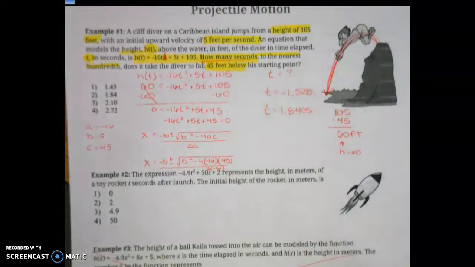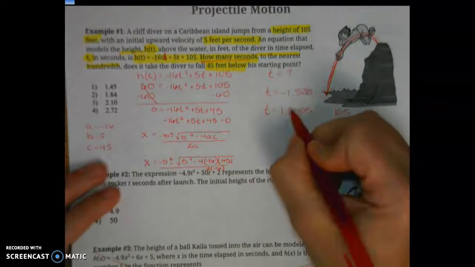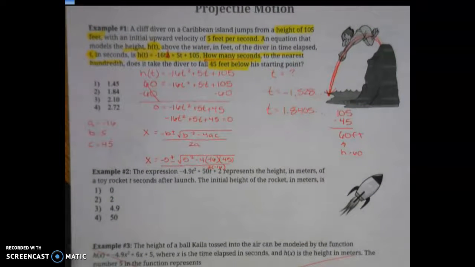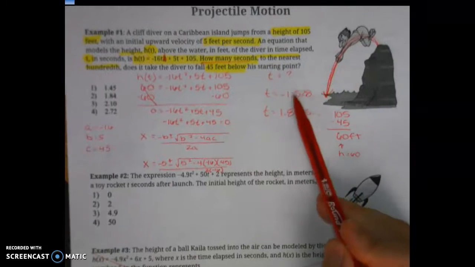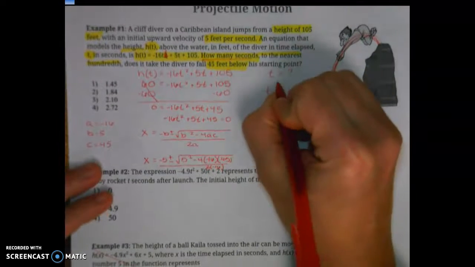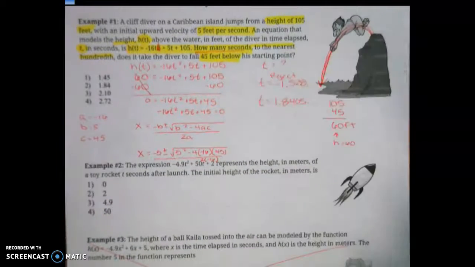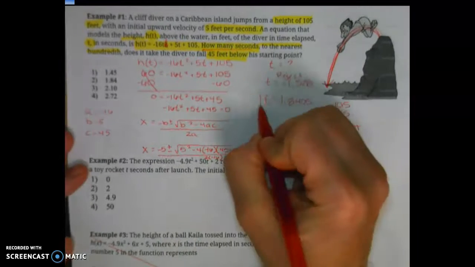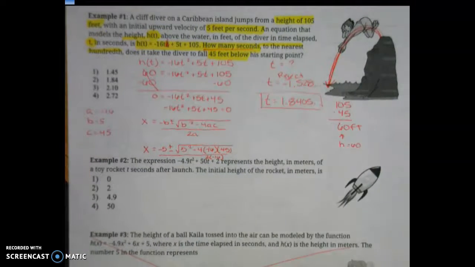Okay, so only one of these two can be the correct answer. So when we're talking about time, the initial time is always 0, so you always want to reject the negative number because it wouldn't make any sense for him to fall negative 1.5 seconds after he started. So this one has to be the correct answer, 1.8405.